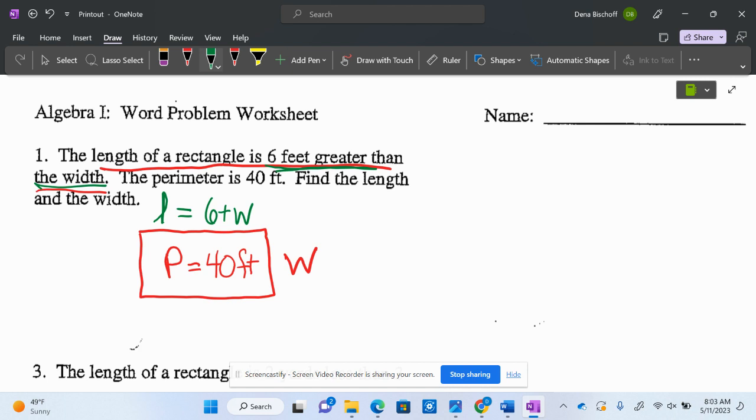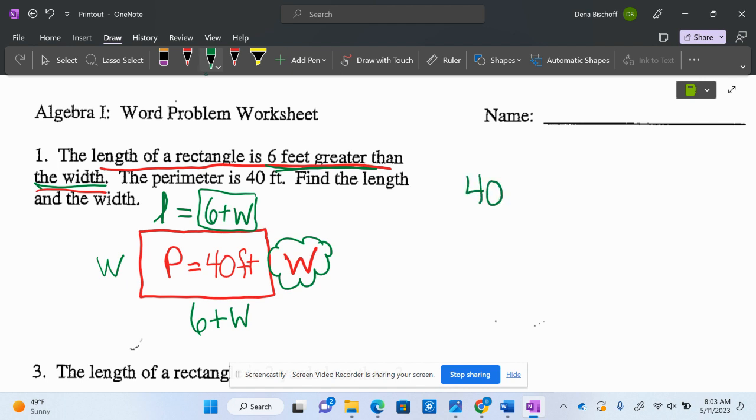So what's something that you know about a rectangle? Yeah, opposite sides are the same. So if this side is 6 plus W, then this side is also 6 plus W. And if this side is W, then this is also W. Okay. What does perimeter mean? Yeah, add up everything on the outside. And what is the perimeter? Okay. So that's where we're going to show our work.